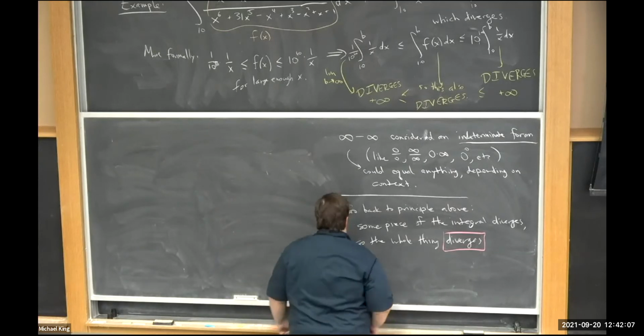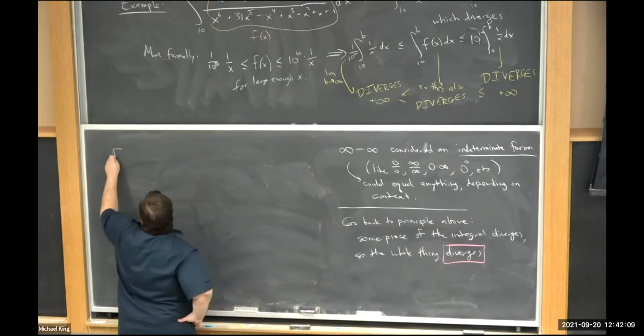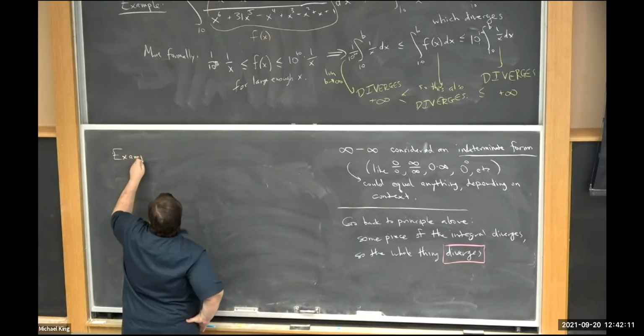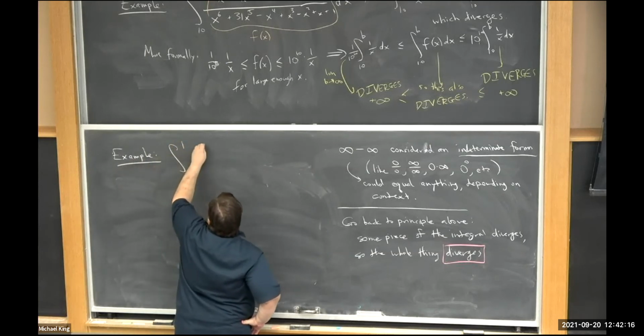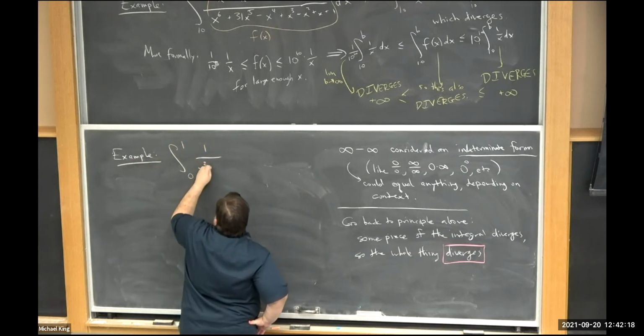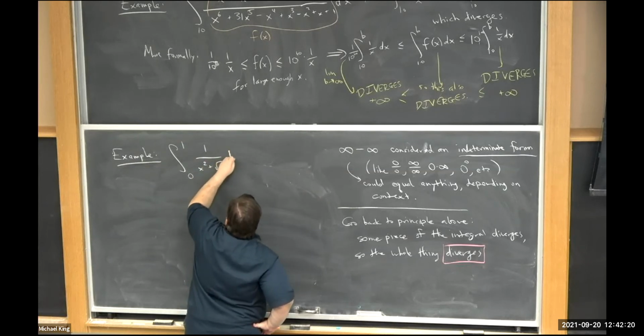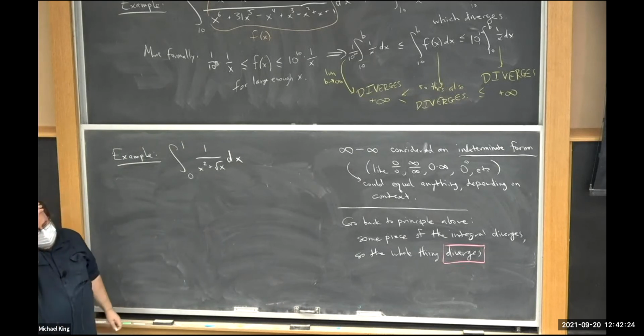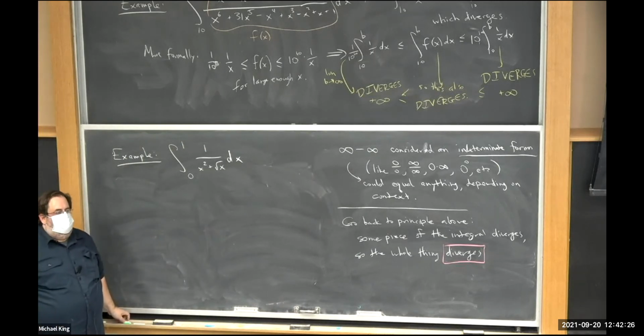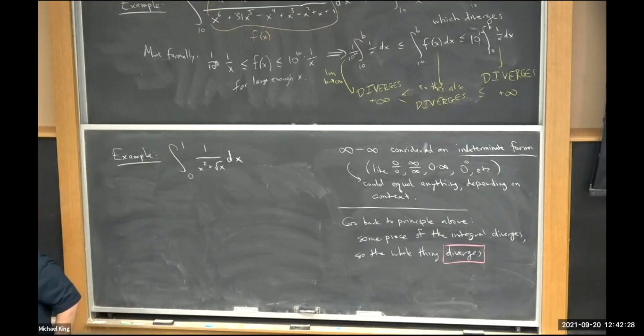So here's the example. The integral from 0 to 1 of 1 over x squared plus root x. This is improper at 0, right?